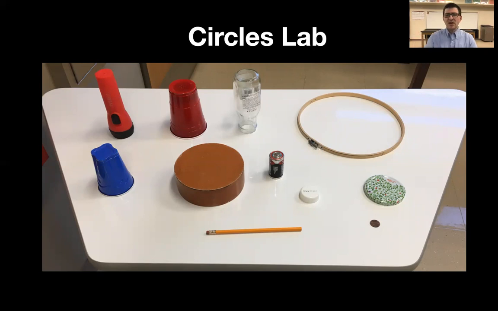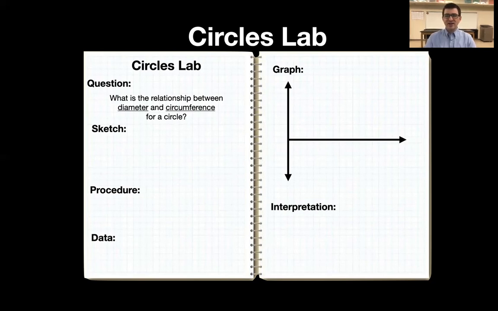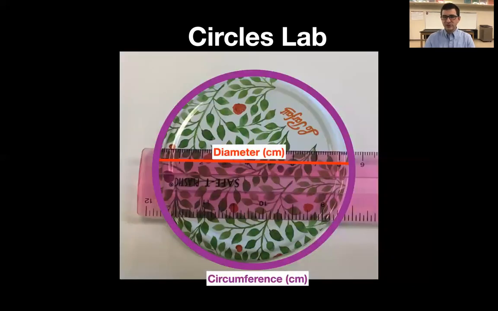So here I have a selection of circles, and then we need to talk about what is the central question of our lab. And in this lab, we're going to be looking at what is the relationship between the diameter and circumference of a circle. Keeping it pretty simple, you guys should know this from math class, just to kind of get you warmed up and in the habit of running really good, clean labs. So just some definitional stuff in case you've forgotten over the summer.